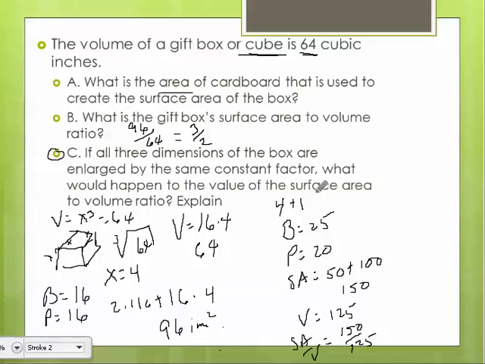Wait a second. So if I increased it by 1, it becomes 6 over 5. What happens if I increased it by 2? 4 plus 2, that's 6. My base becomes 36, B. My perimeter becomes 24. My surface area is 2 times the base, 72. Surface area: 72 plus 24 times 6.